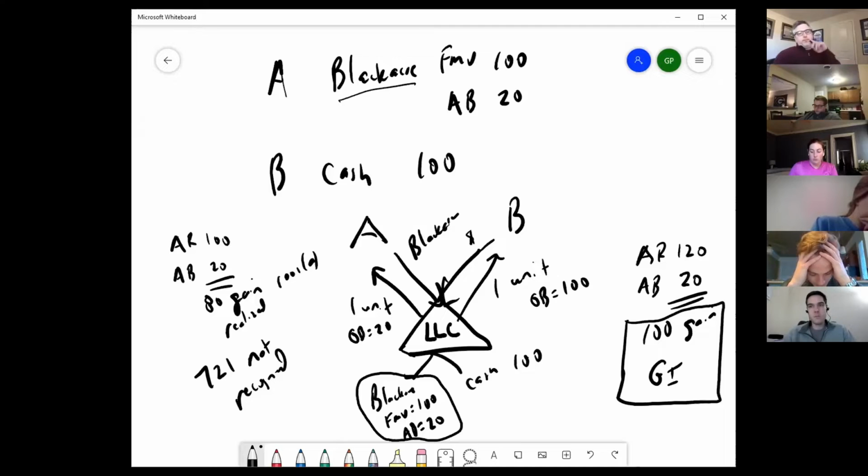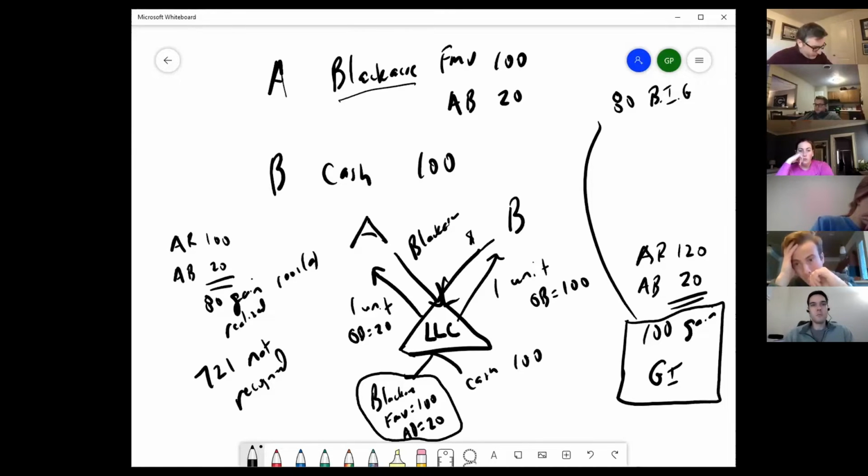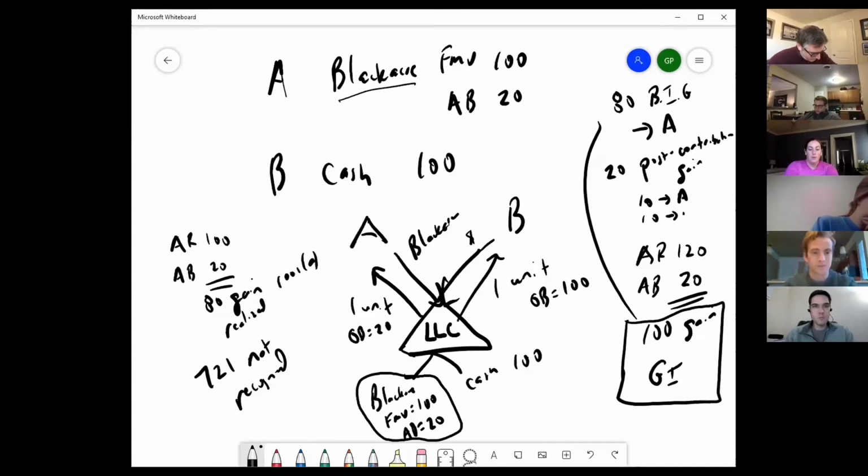But under the partnership tax rules, and we'll see this in much greater detail later on, we're sort of foreshadowing, what ends up happening is that of this 100 gain, the 80 pre-contribution gain, the 80 built-in gain at the time of contribution goes to A. And the 20 post-contribution gain splits 50-50, 10 to A and 10 to B. And this rule that says that 80 goes to A, even though they're equal partners, is found in 704C.